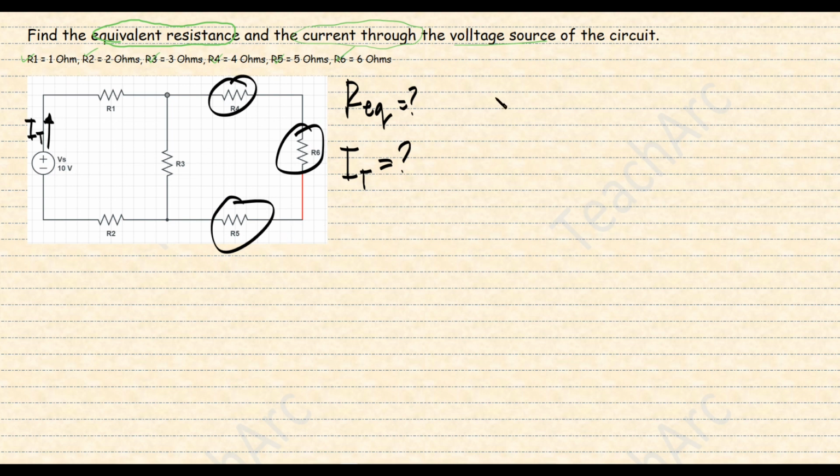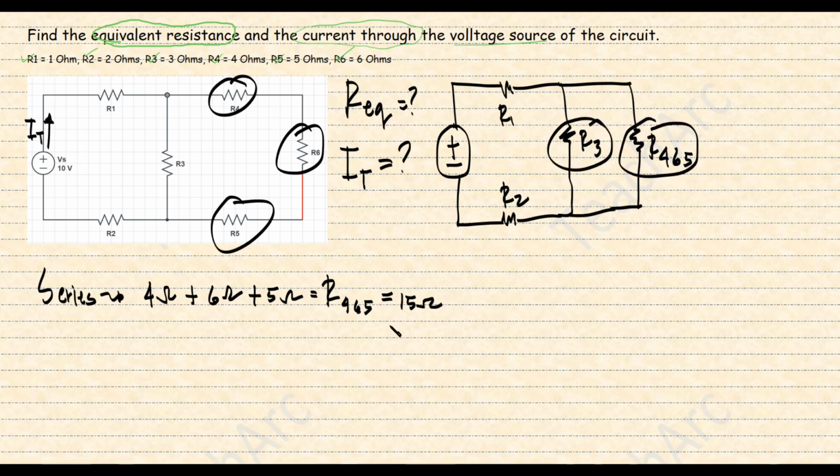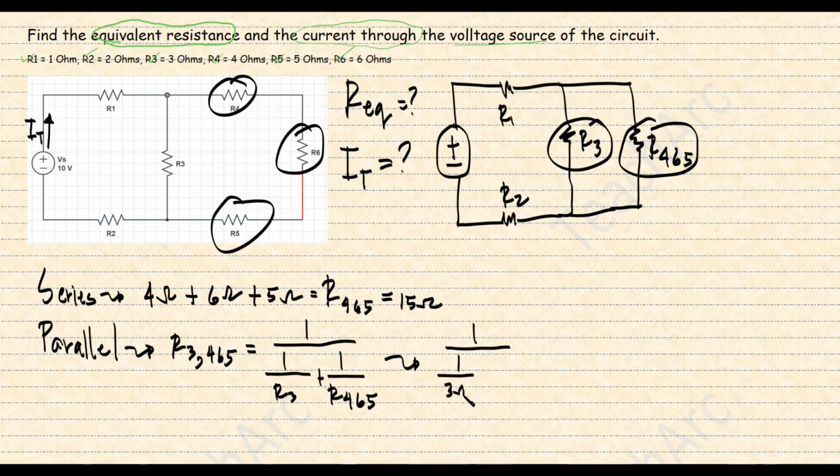To simplify this, we look at resistor 4, 6, and 5. As you can see, they are connected in series. So to solve for the equivalent resistance of these three, we add their values together. So resistors 4, 6, and 5 is equal to 15 ohms. Next is to draw the simplified version of the circuit where we can see that resistors 4, 6, and 5 are already combined. This will show us as well that R3 is connected in parallel with R4, 6, and 5. So if we simplify R3 and R4, 6, and 5, we will get a value of 2.5 ohms.